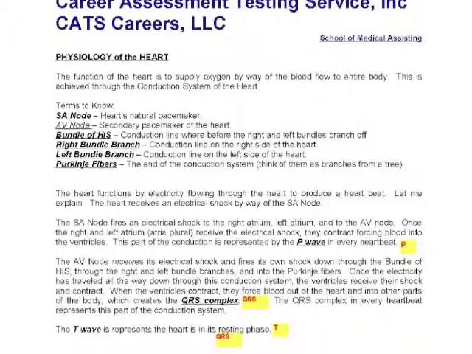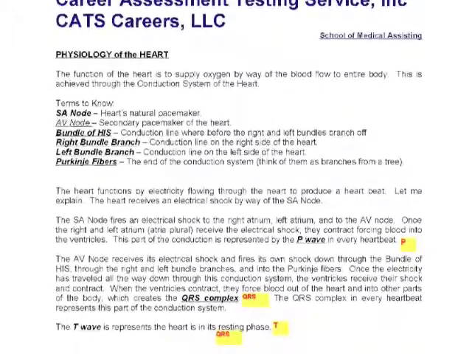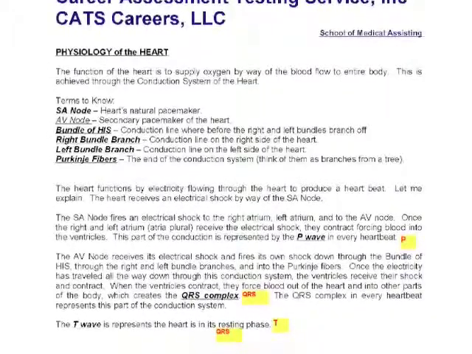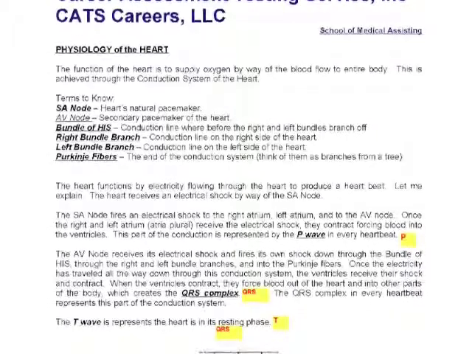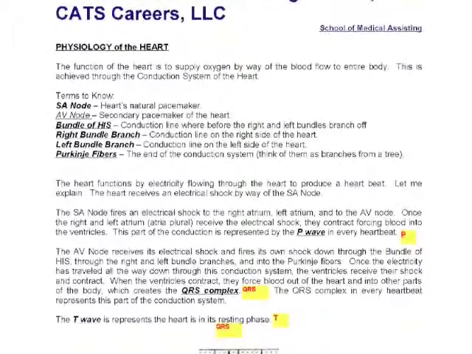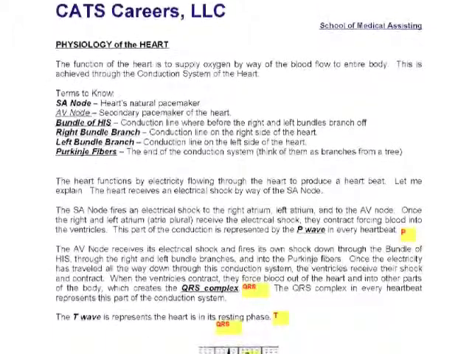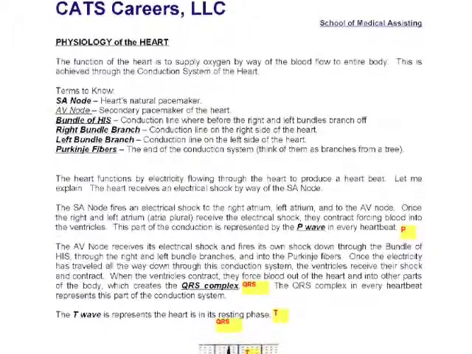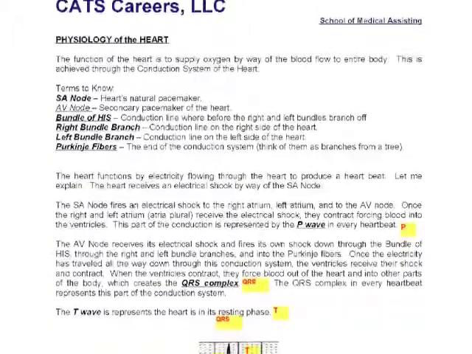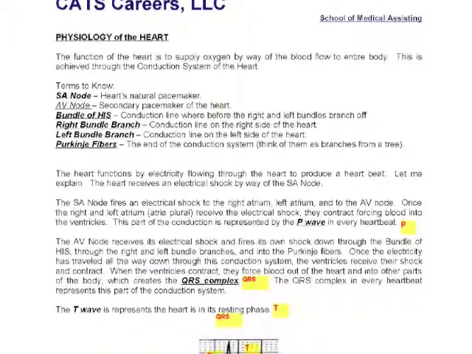If you think about a tree, lightning strikes the top of the tree. Lightning travels down through the conduction system of the tree into the roots. Once it goes to the roots and hits the ground, it's grounded. It's the same thing with the heart. The heart functions by electricity flowing through the heart to produce a heartbeat.